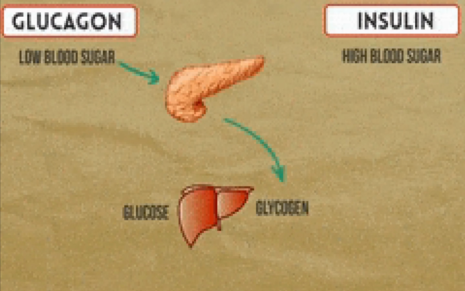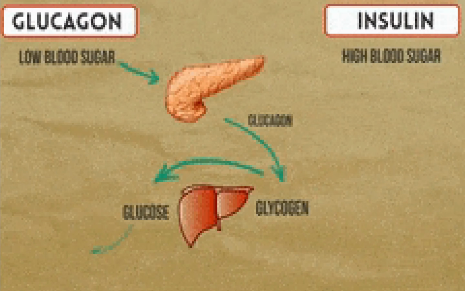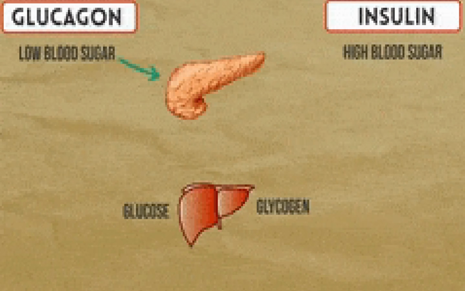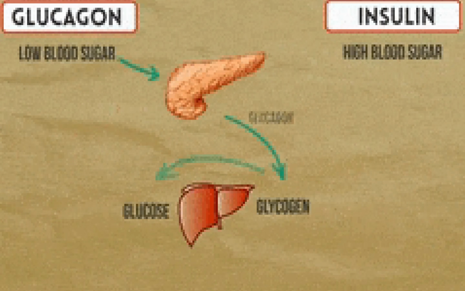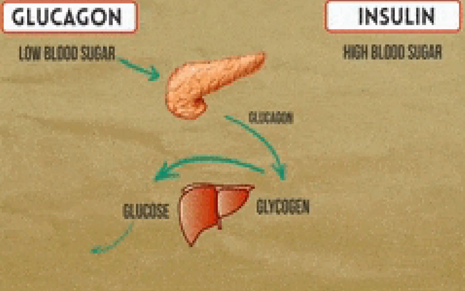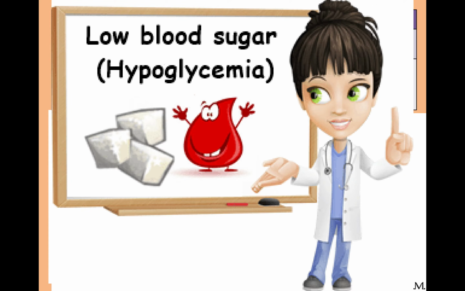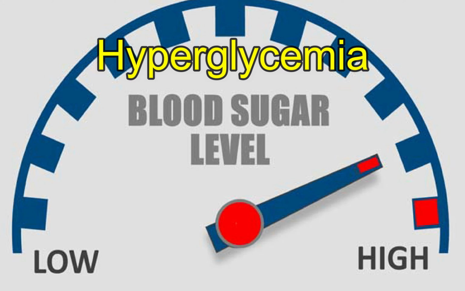Now, insulin and glucagon, children, are responsible for controlling the level of glucose in the blood. If the blood glucose level drops below the normal level, it will be called hypoglycemia. And if the glucose level rises above the normal level, it will be known as hyperglycemia. We will talk about those two conditions in a few minutes.